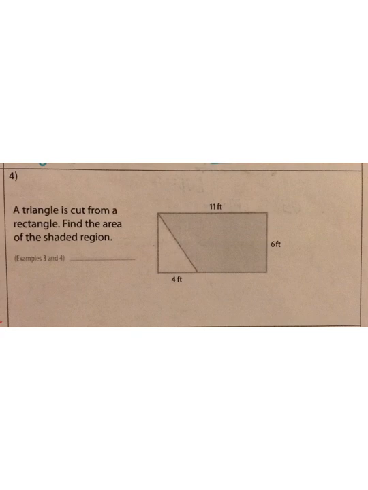Number 4, a triangle is cut from a rectangle. Find the area of the shaded region. So again, on your actual spiral, it's kind of faded, so make sure you look at this first. The shaded region will be everything except for the triangle. So you want to take the triangle out.